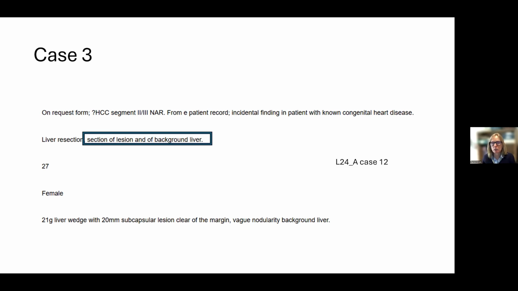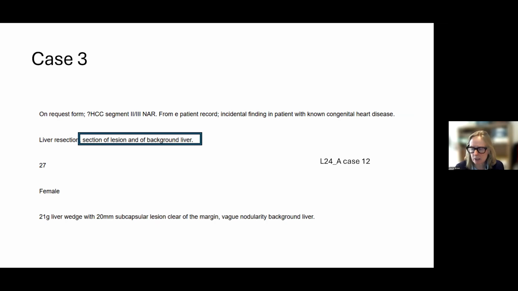I went back and looked at the patient record, and this is an incidental finding in a patient with known congenital heart disease. In this case, to look at was a section of the lesion and a section of the background liver. It's a young woman. So a small liver wedge, 20 millimeter subcapsular lesion, well clear of the margin. It was noticed at the trimming bench that the background liver had a slightly diffusely nodular appearance, but it was vague, so not typical of cirrhosis.